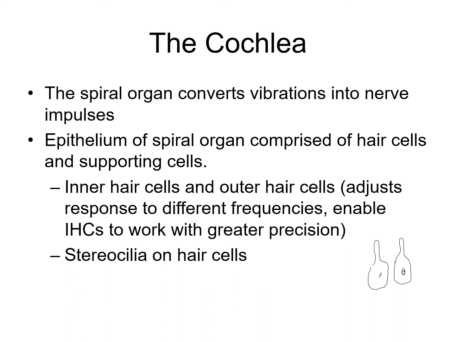The inner hair cells are really more involved with the majority of our ability to hear, whereas the outer hair cells serve more of a purpose in adjusting the response to different frequencies, and they help to enable the inner hair cells to work with greater precision. So those stereocilia on the hair cells, again, they bear a superficial resemblance to hairs and also cilia. They're not technically cilia based on the internal structure, but they are going to be these kind of long filamentous processes that come out of those hair cell bodies.